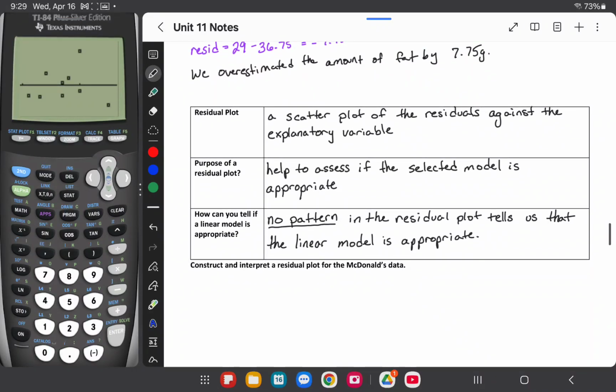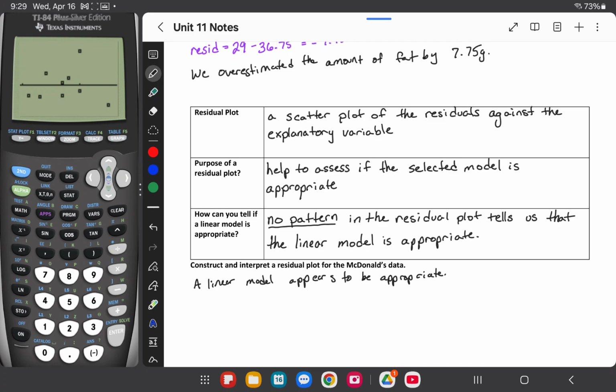So in terms of constructing and interpreting it, here is our construction of it. To interpret it, we would say that in this case, a linear model appears to be appropriate because of the fact that we don't have any apparent pattern in our residual plot.